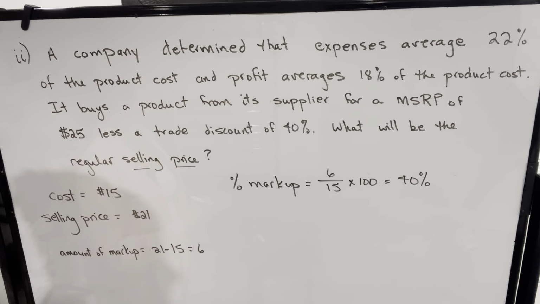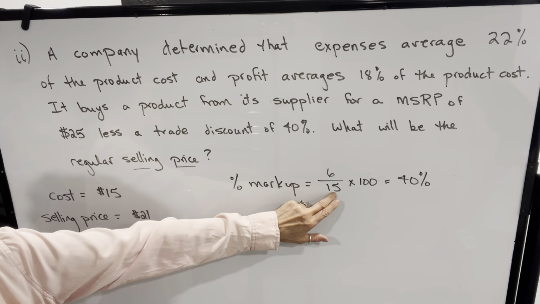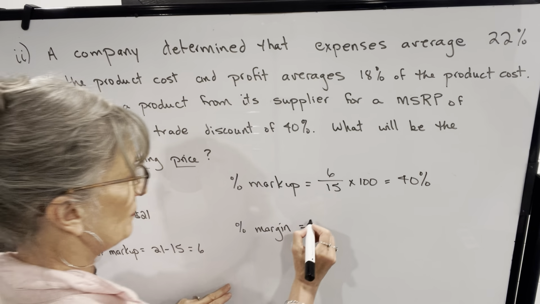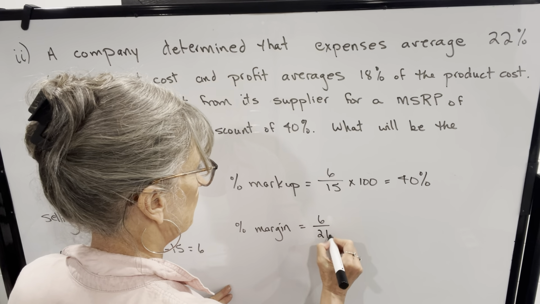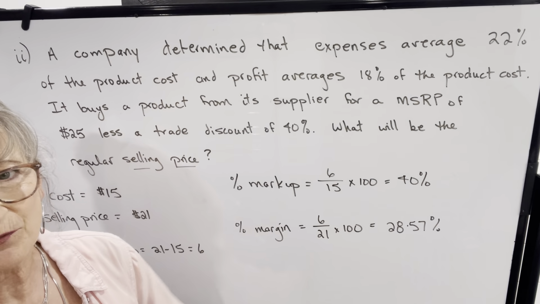and we get 40%. Percent margin is done much the same way, except we don't use the cost as our base. We have to use our selling price. So it's going to be 6 divided by 21 times 100, which is 28.57%.